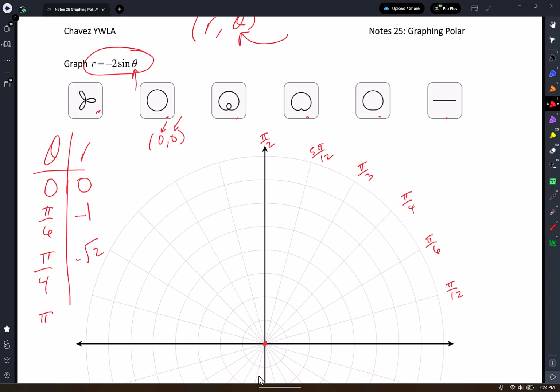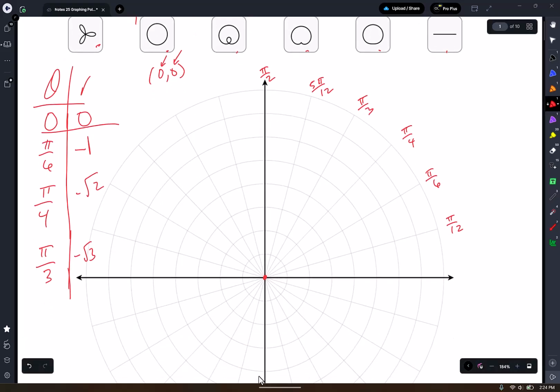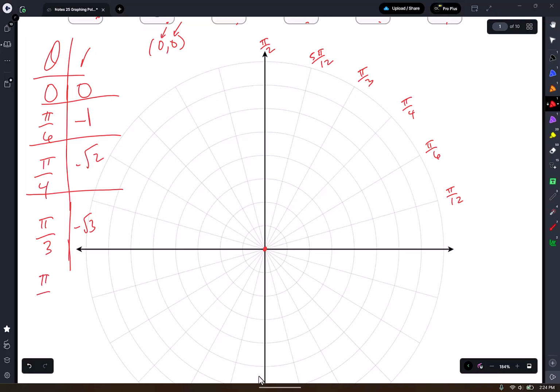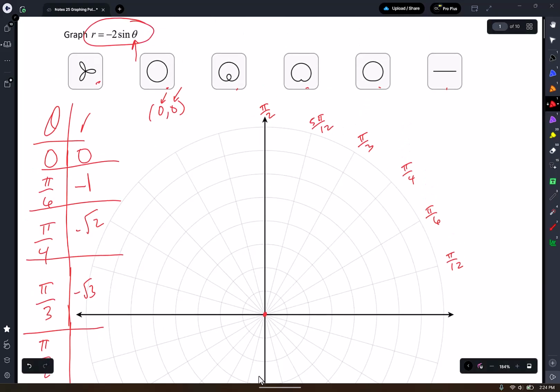And then at pi over 3, sine of pi over 3 is square root of 3 over 2 times negative 2, which is negative square root of 3. Are we still okay, guys? Don't worry, we're going to plot it in a little bit. And then finally, pi over 2. Sine of pi over 2 is 1, and 1 times negative 2 is negative 2. All right, let's plot it.